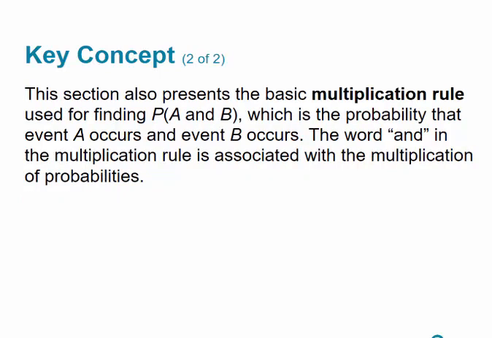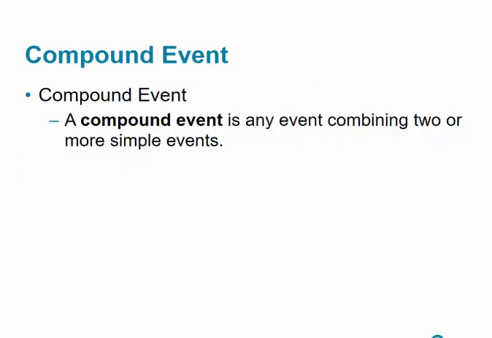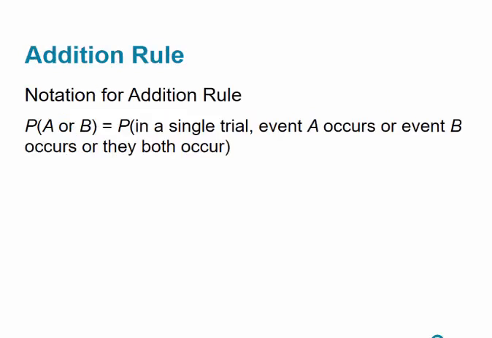In this section, we'll also present the basic multiplication rule used for finding the probability of A and B, which is the probability that event A occurs and event B occurs. Now, the word "and" in the multiplication rule is associated with the multiplication of probabilities. So first thing, a compound event. A compound event is any event combining two or more simple events. We spoke about simple events in the previous lecture.